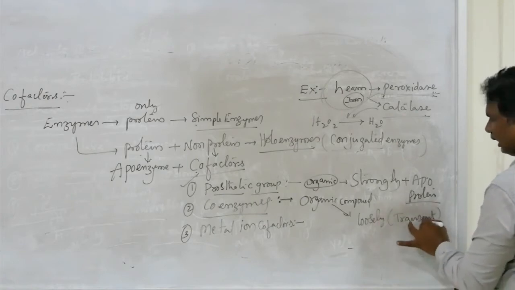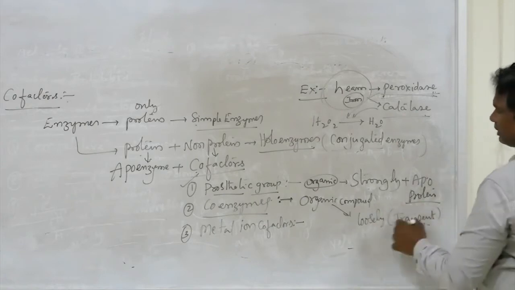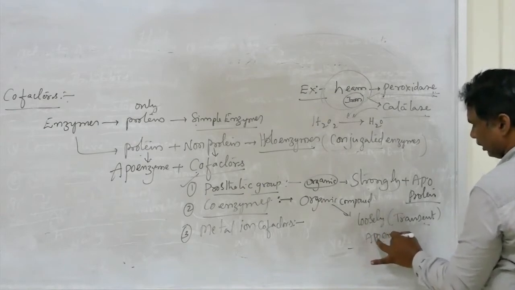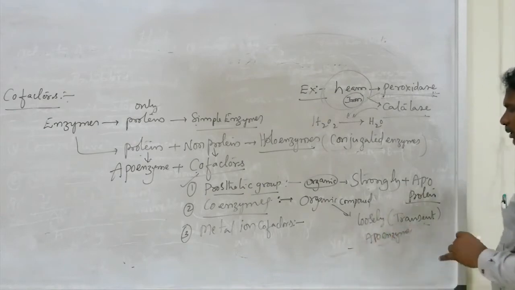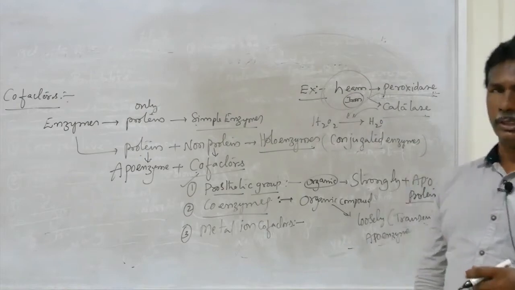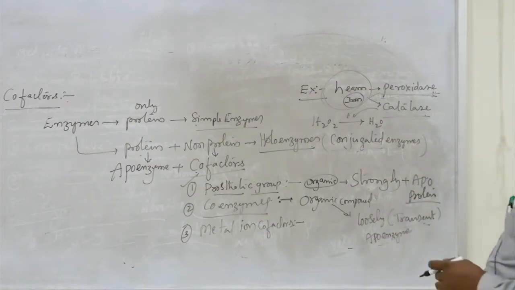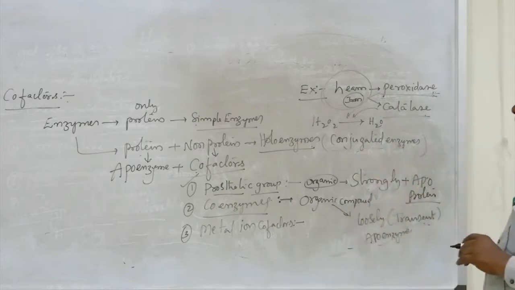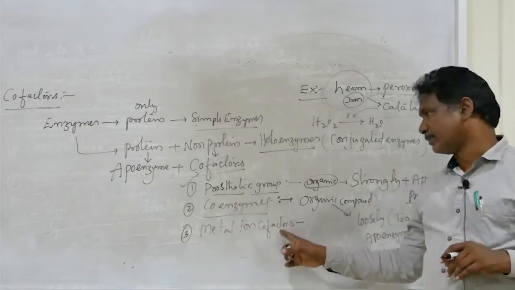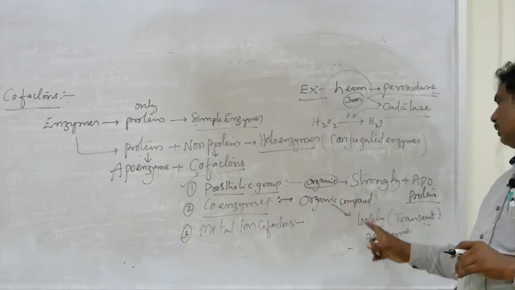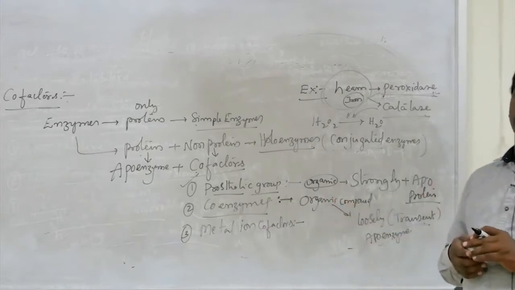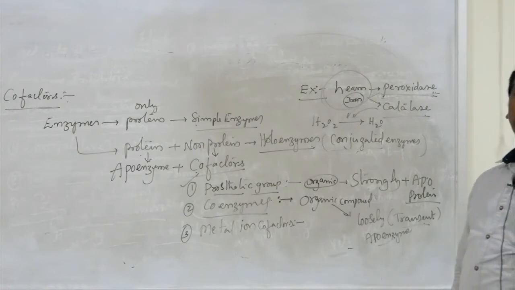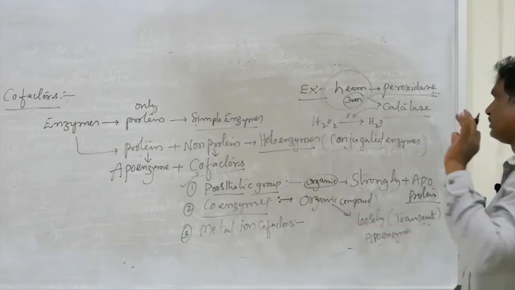Transient means intermediate stage. So, loosely bonded with enzyme protein, that means apoenzyme. Those are organic compounds, and they are called coenzymes. Coenzymes are the organic compounds which are loosely or transiently bonded with the apoenzyme, or enzymatic protein.